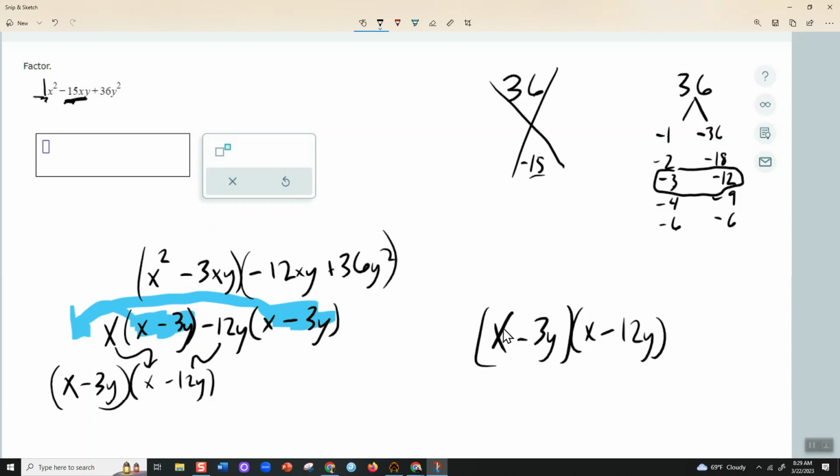And if you ever want to check these, you can distribute these, multiply these back together. You should end up with your original trinomial. All we're doing is dividing the trinomial into its components. So if you multiply them back together, you should get your original. That's a good way to check your answer.